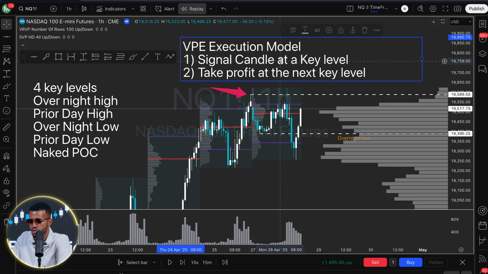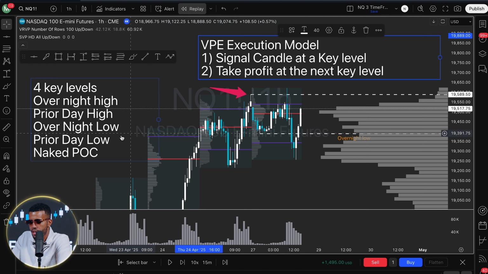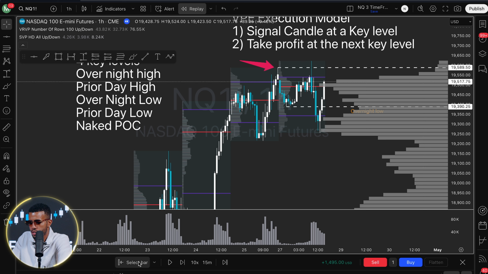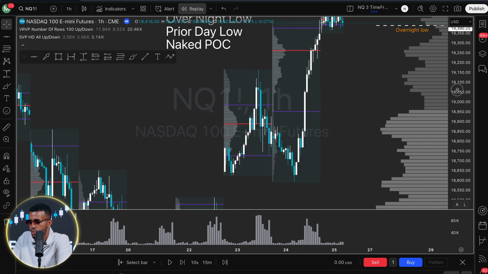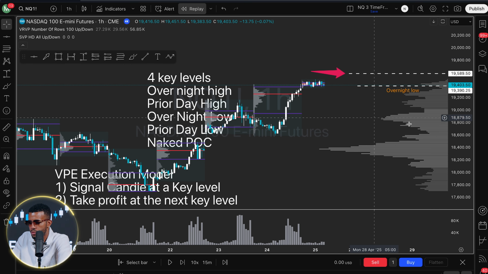In the VPE execution model, we want to look for these edges. Now, naked POCs are also other trades that we can take. Let's look at this trade here. So we're in an up market. I'm on the 1 hour, the 1 hour chart right here.